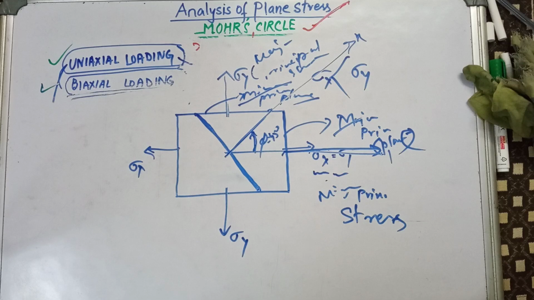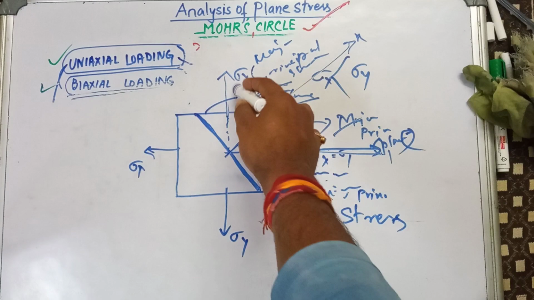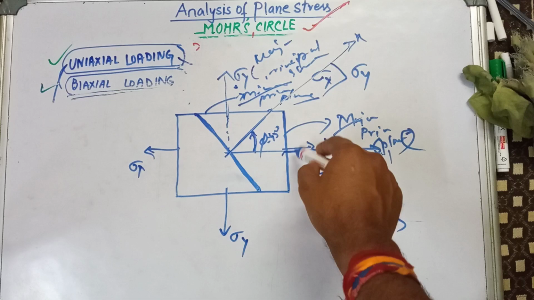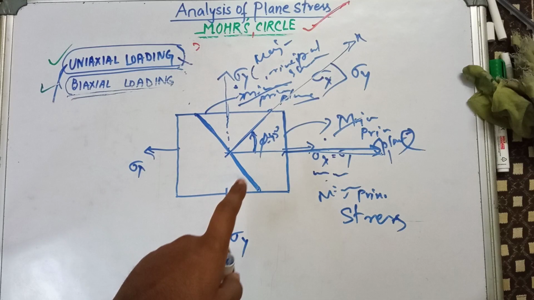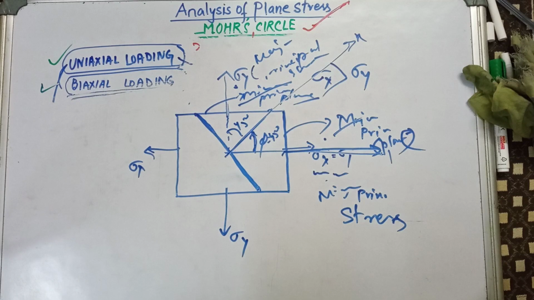And since the major principal plane and the minor principal plane, if sigma x is greater than sigma y, then this is the major principal plane, this is the minor principal plane. Since the major principal plane and the minor principal plane are separated by an angle of 90 degree, so this will also become 45 degree. So the maximum shear stress plane is at an angle of 45 degree with the principal plane, whether it be major principal plane or minor principal plane, the angle will be 45 degree. So it's better to say that the shear stress plane will make an angle of 45 degree with the principal plane. Is it clear to you or not?